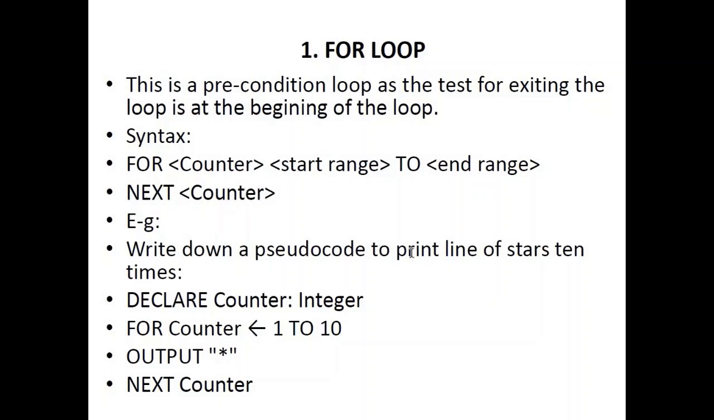For example, if you want to print a line of 10 stars, declare counter as integer. FOR count from 1 TO 10, you have to use the assignment operator over here, OUTPUT "star", NEXT counter. So it will print a line of 10 stars because the counter is going from 1 to 10.